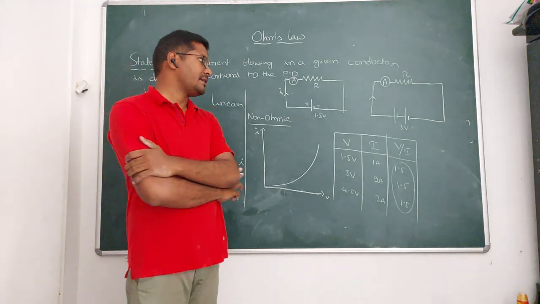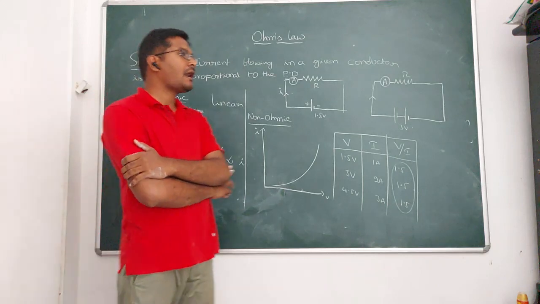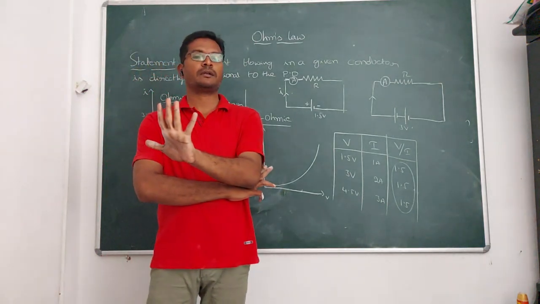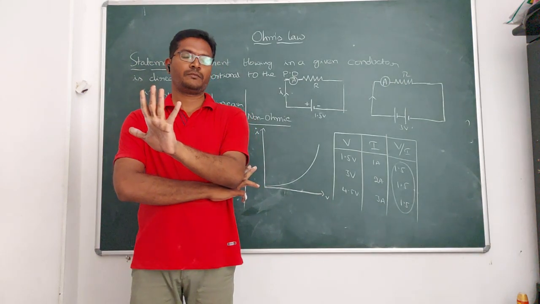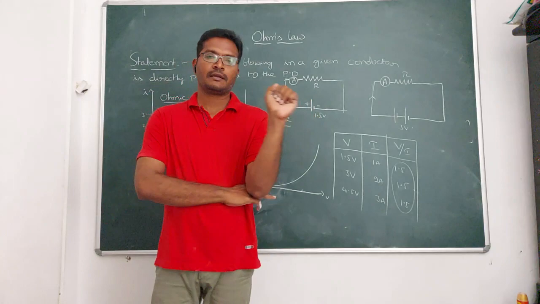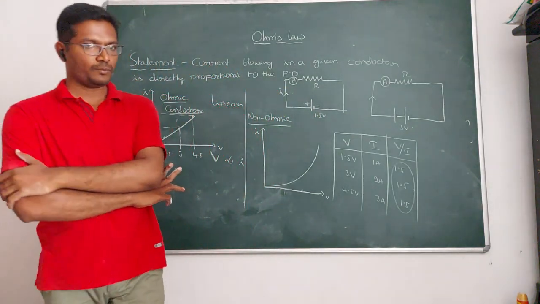And next, Ohm's law is not applicable for all types of conductors. It is applicable only for metallic conductors, and it is not applicable for semiconductors and gaseous conductors. So these are the limitations of Ohm's law.